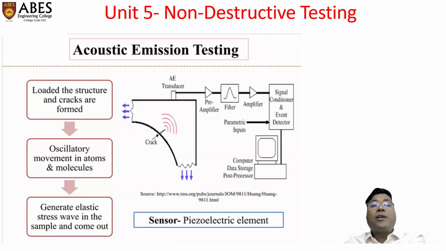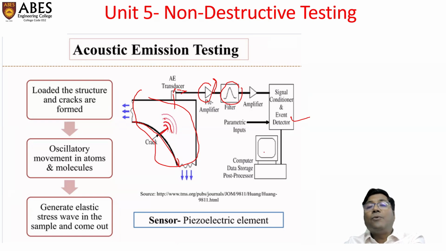So a typical setup of acoustic emission testing is like that. Suppose this material, and if a crack happens here, it will emit a natural acoustic emission. This is sensed by the transducer. This signal is received by the transducer, and its pre-amplifier. Through a pre-amplifier, the signal gets amplified and filtered and further amplified. And this signal conditioner and event detector will cause it to show parameters after having parametric inputs, computer data storage and post processor. It reflects how much emission is measured, which will say how much crack is there in the surface.